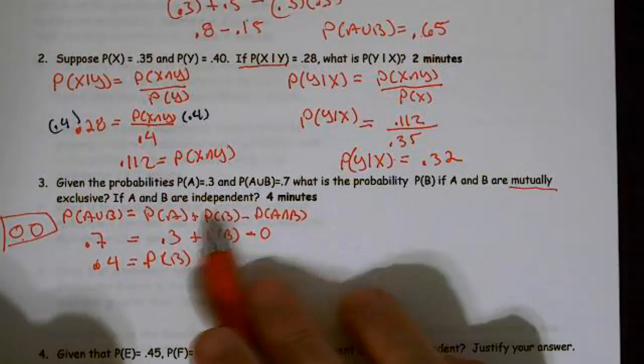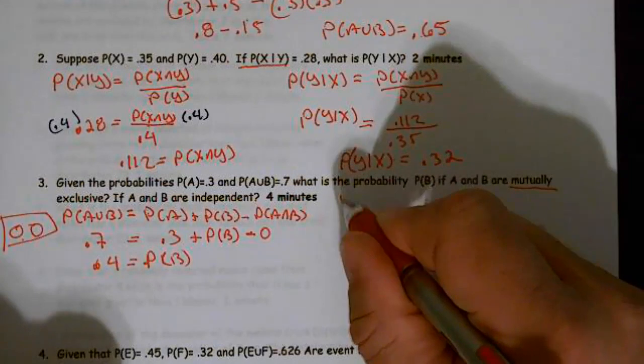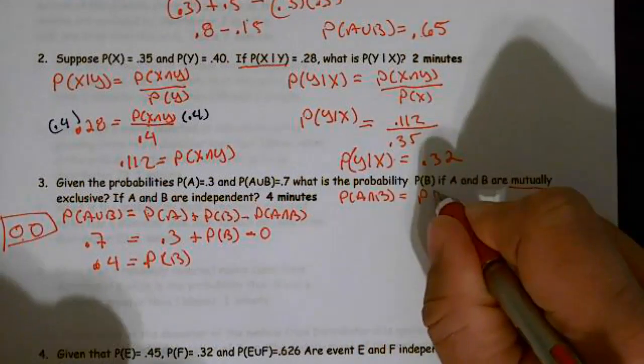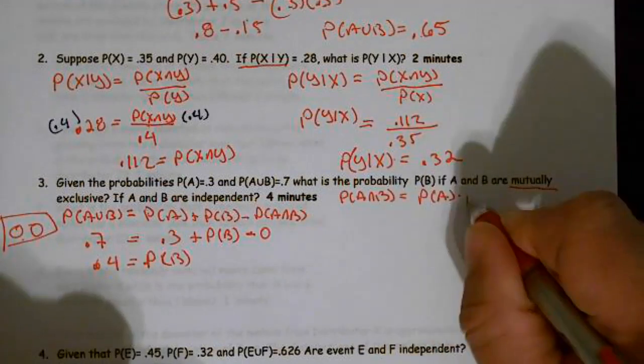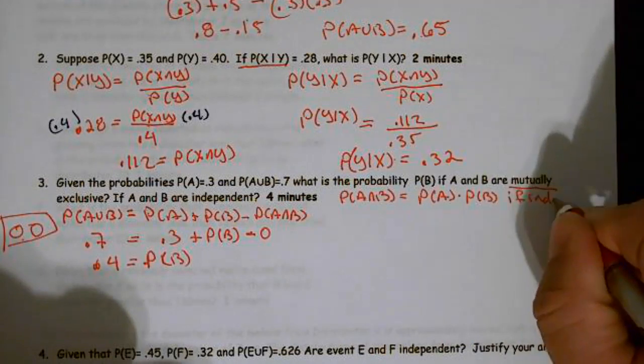The independent one is a little more complex, but we have to remember the probability of A and B equals the probability of A times the probability of B if independent.